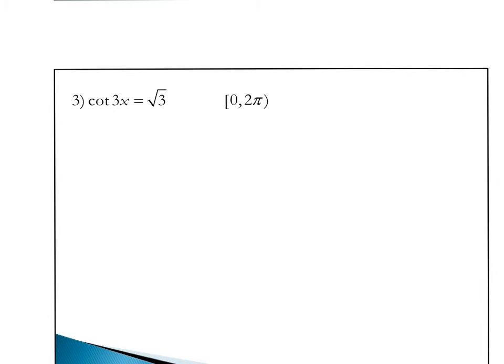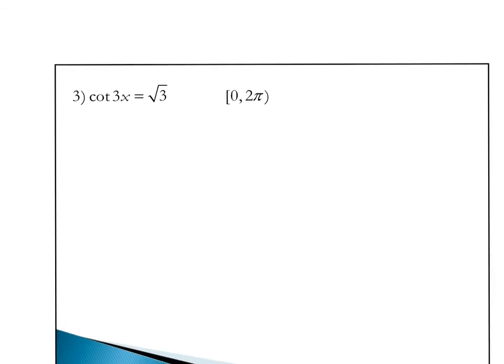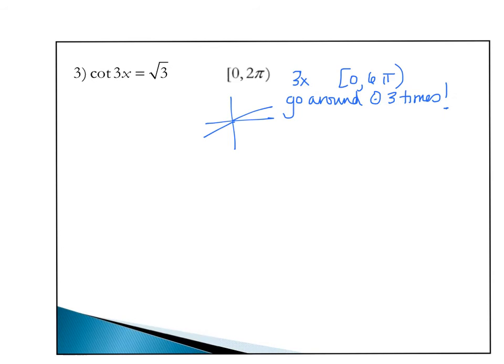Alright, pause the video and go ahead and try number 3 on your own. Okay, in this problem we have a 3x, which means that we need to triple our interval and go around the circle 3 times. So my original starting solutions are going to be from 0 to 6pi. So I start by saying, okay, I know that cotangent has a ratio of root 3 at pi/6 and 7pi/6. Now that's one time around the circle.